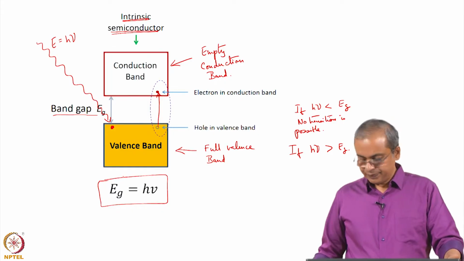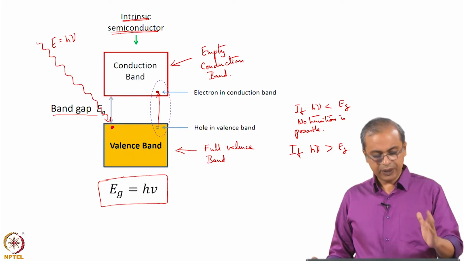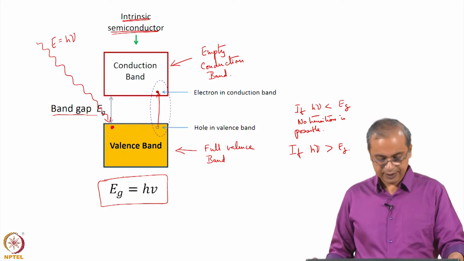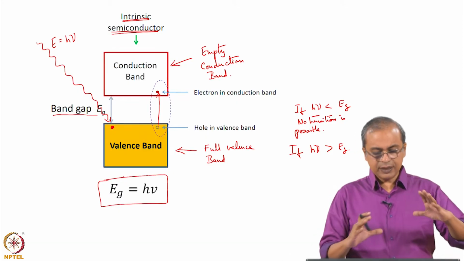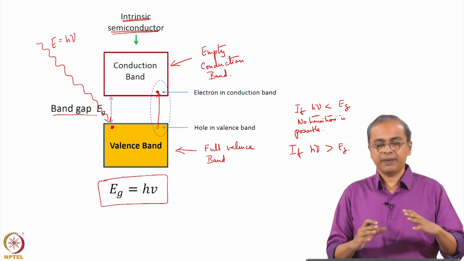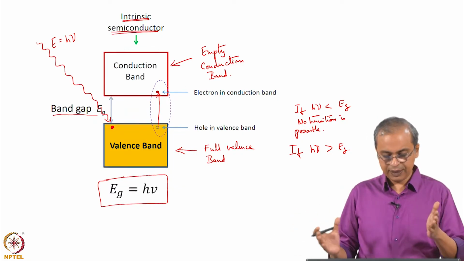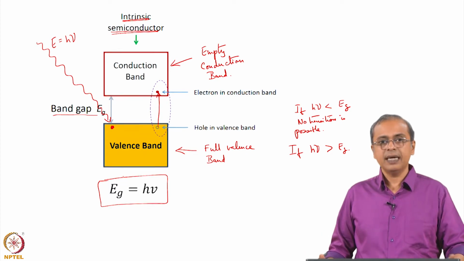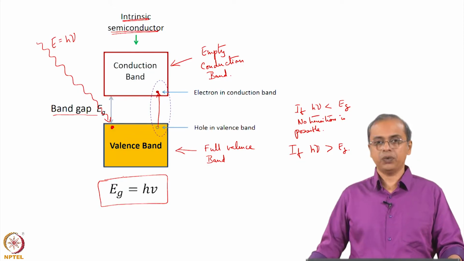So, it means that you need to have this kind of frequency to enable this transition, and if you do not have this frequency, you will not enable this transition. So, this is a general case of an intrinsic semiconductor. We can now look at a range of possibilities of materials with different kinds of band structure, and using the same idea, try to understand what it is that you are likely to observe.